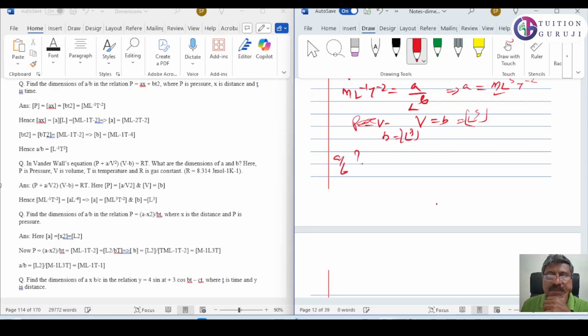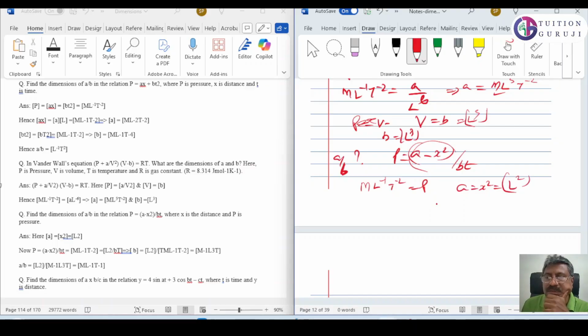Next problem. Find the dimensions of a by b. We have to find out a by b. Now, the relation is P is equal to a minus x square by bt, where x is distance and P is pressure. P is pressure means M L raised to minus 1 T raised to minus 2 is equal to P. Now, from this, we can say a is equal to x square, which is L square. So a is equal to L square.